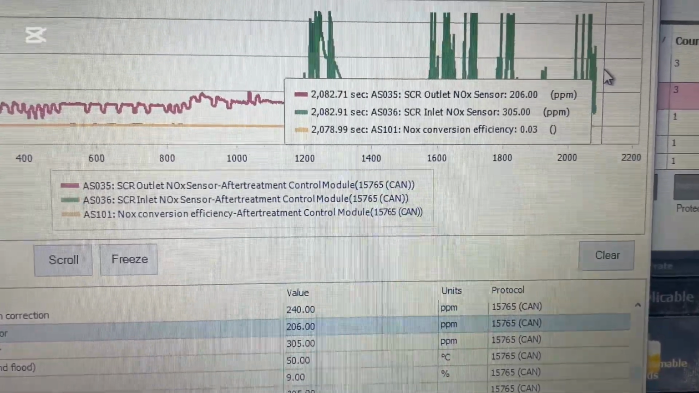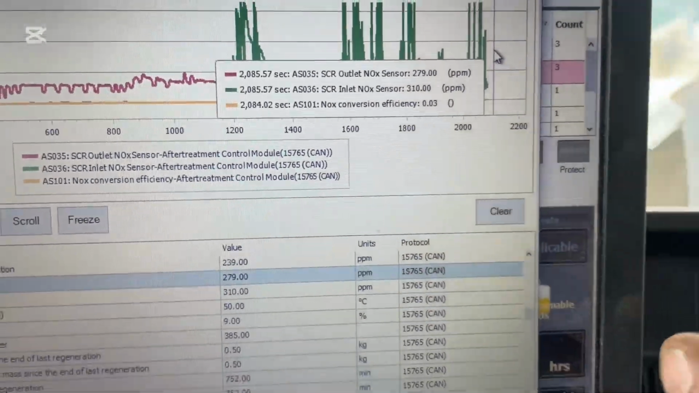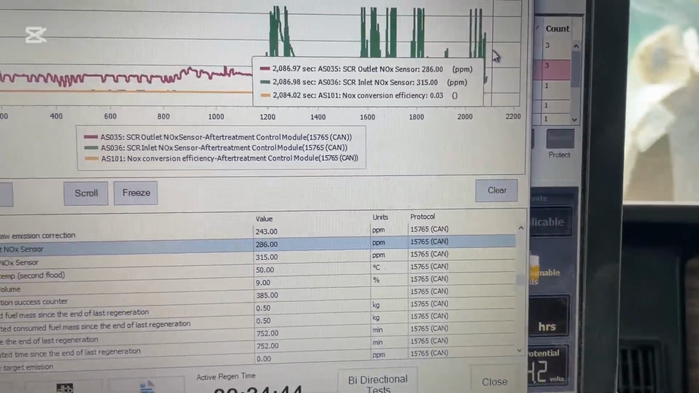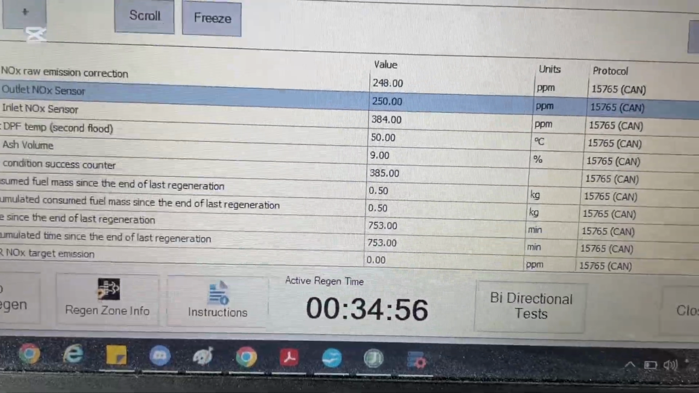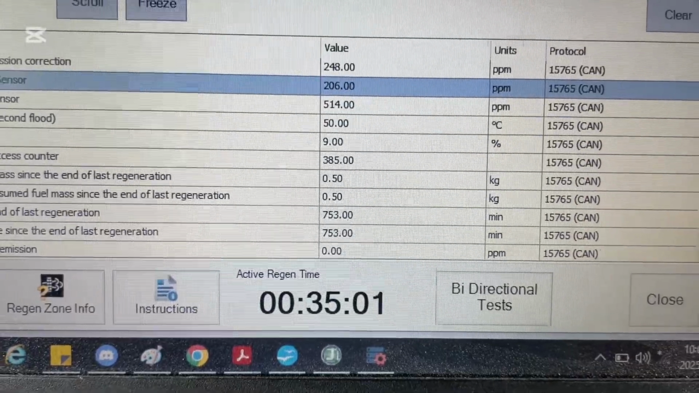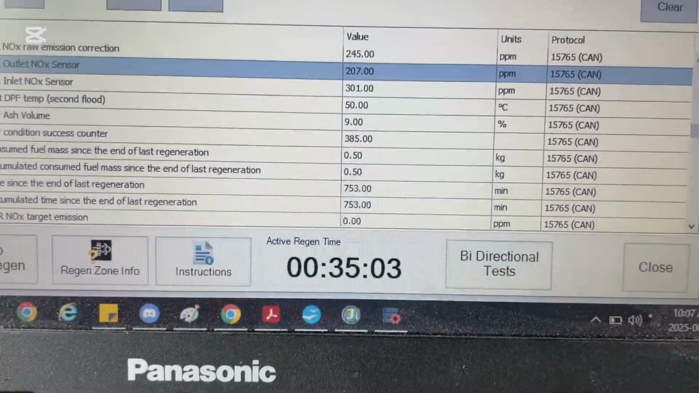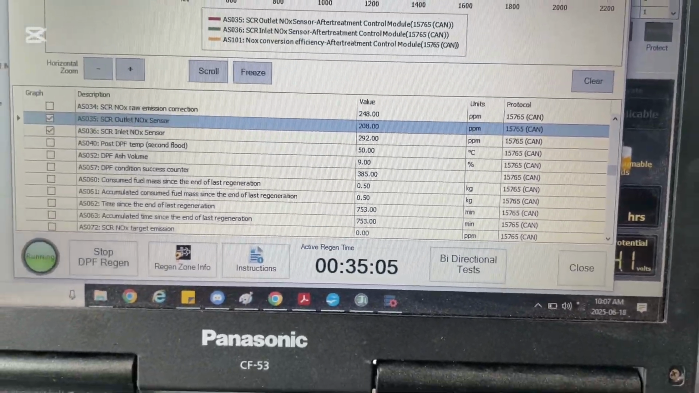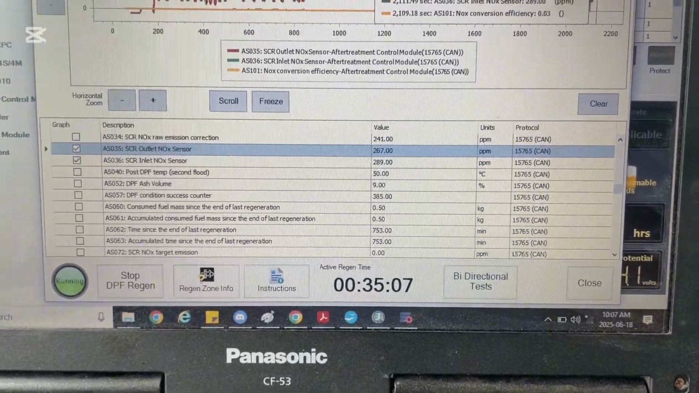0.03. Now, we don't want 0.03, we want 1.0, or as close to 1.0 as we can. Even though it is kind of stable now, the fact that it goes and reads zero and it's jumping all over the place, that's what we're here to fix. That's what the problem is.